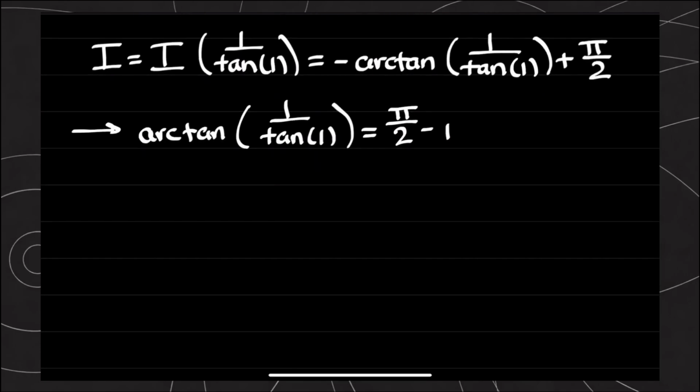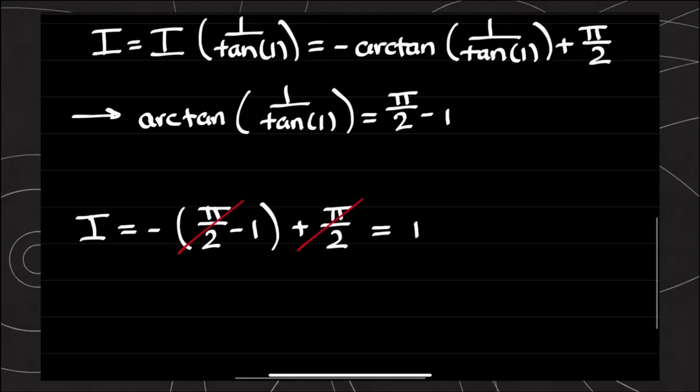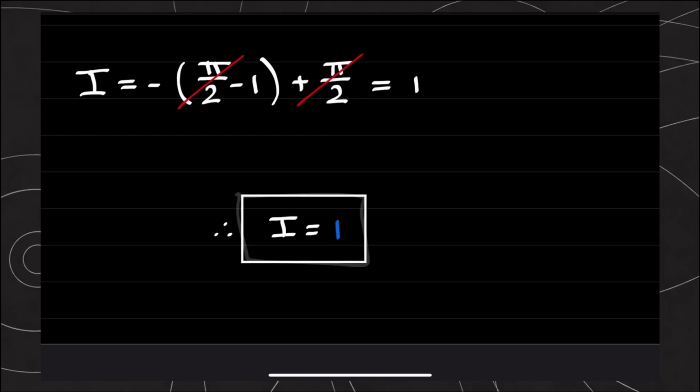Alright, now that we have this value for arctangent of 1 over tangent of 1, we can plug this back into our integral expression and simplify a few things and we will be done. Now again, we have to keep that negative sign out because the arctangent was negative. We can plug in our pi over 2 minus 1, add our pi over 2 on, and immediately we can see that some things cancel. Those negative pi over 2 and positive pi over 2 cancel each other out, and negative 1 simply leaves us with 1. After all of this work, after our parameter, after our differentiation, after integrating back, after taking limits to find what our constant of integration was, our integral simply spits out 1.